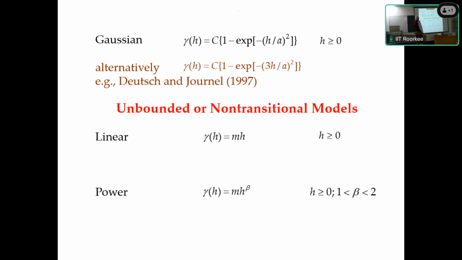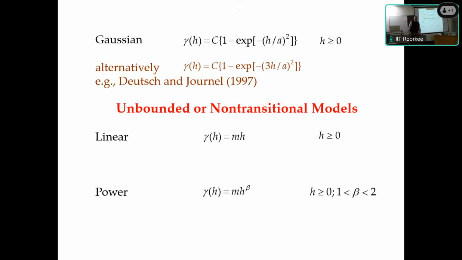For the unbounded or non-transitional models, we use this linear function, easy. So this is the slope times h. And for the power function, we use this equation, the same one, but we still have an exponent beta. In hydrology, there's a similar equation, and there this beta is called the Hurst coefficient, just for your information. Any questions to this point?